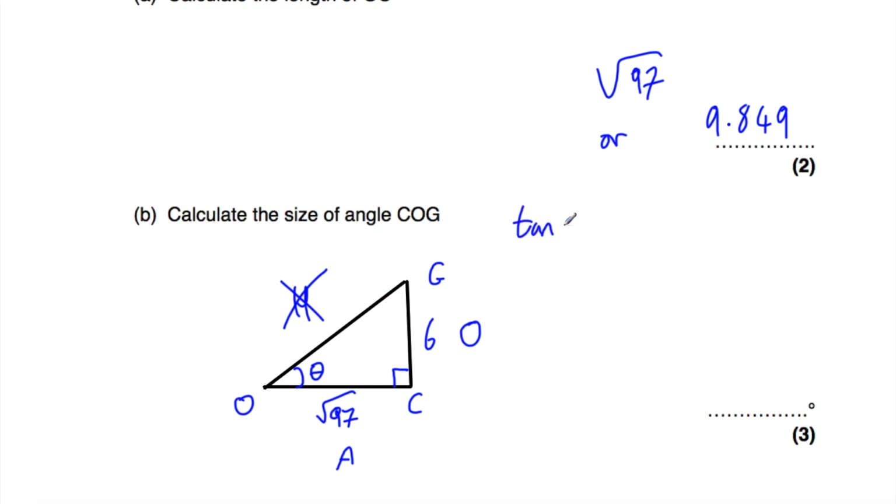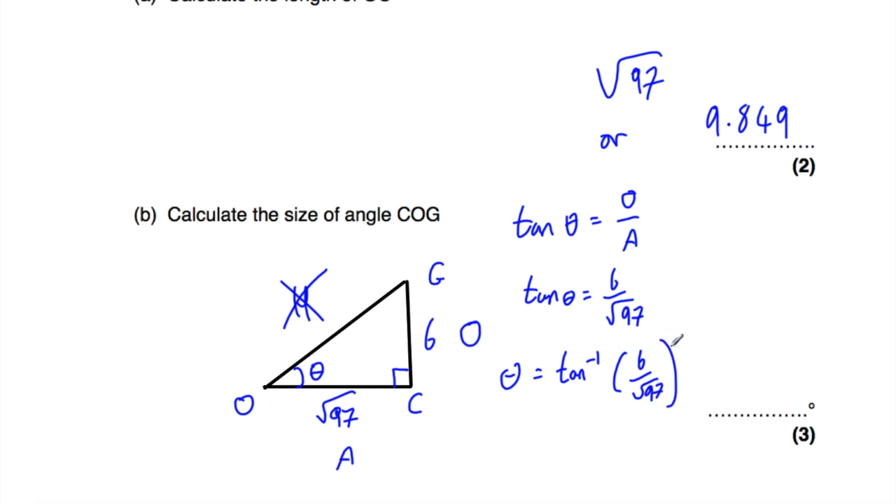The tan of the angle, tan beta, will be equal to the opposite divided by the adjacent. So the tan of this angle is equal to the opposite, which is 6, divided by the adjacent, which is root 97. So that means that if we do 6 divided by the square root of 97, that would give us the tan of the angle. But we want to find the angle, so we're going to do the inverse tan. So beta is equal to the inverse tan of 6 over the square root of 97. And let's just type that into our calculator. And whenever you press equals, it will give you an answer of 31.35 degrees. And that's it. We've found the size of angle COG.